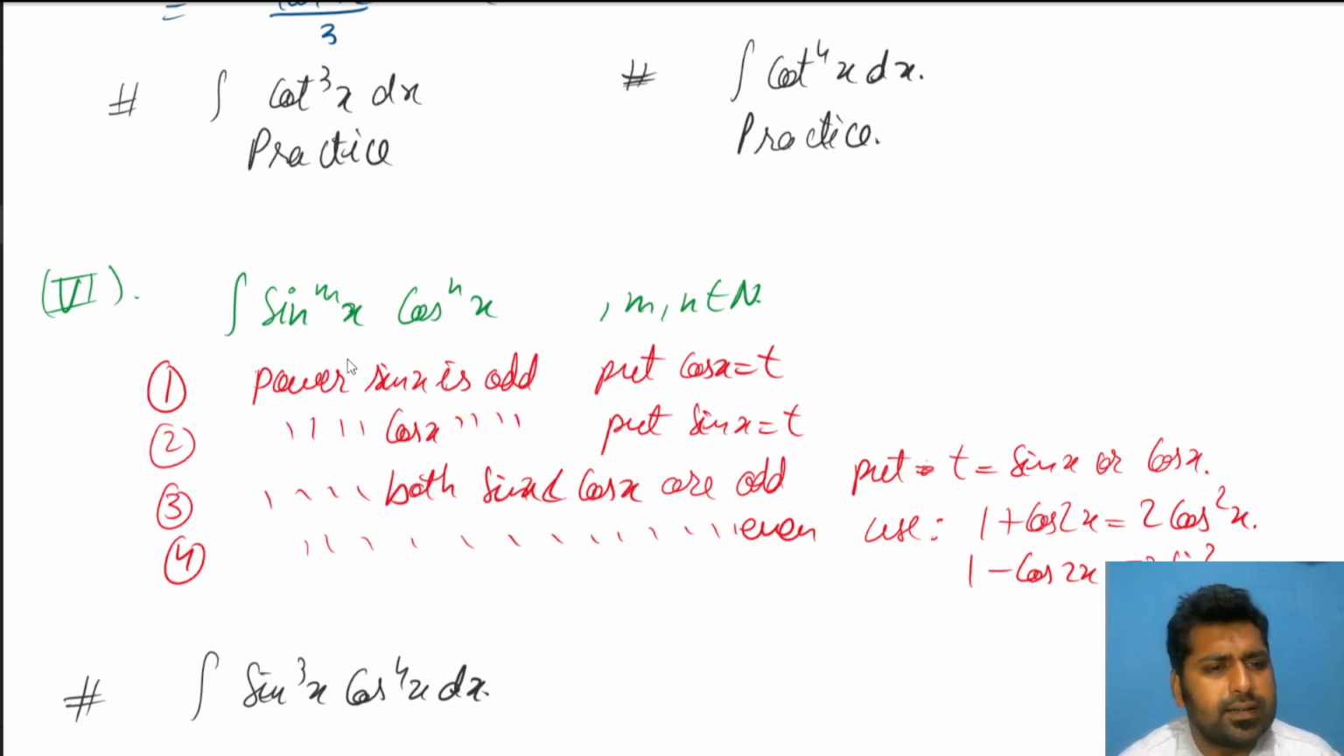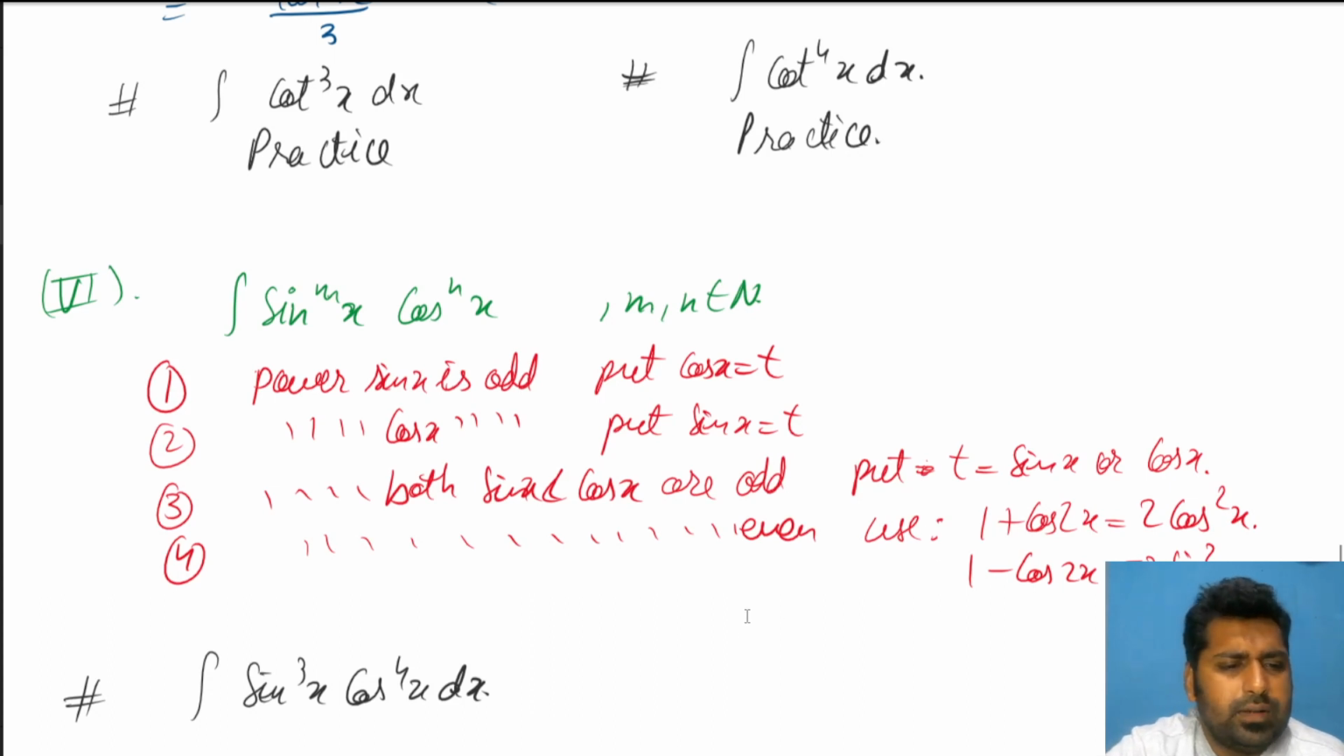The idea is that if the power of sin x is odd, you put cos x as t. If the power of cos x is odd, you put sin x as t. Means whichever is the odd power, you put the opposite one as t. If both are odd, you can put sin x as t or cos x as t, your call. But what if both powers are even? You cannot do this simply with a substitution. Then what do you have to do? You have to use the property of 1 plus cos, 1 minus cos to remove even powers.